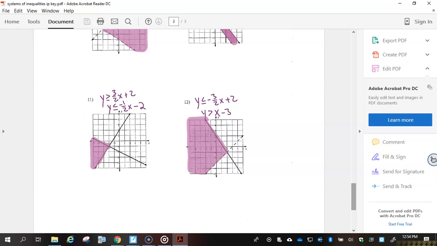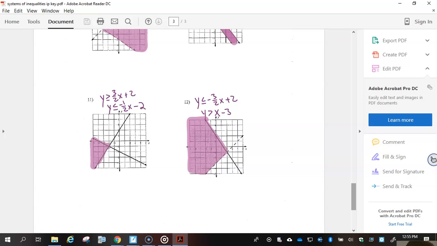For number 11, your two inequalities were y is greater than or equal to 3 over 2x plus 2, and y is less than or equal to negative 1/2 x minus 2. What was the solution for this one? Go ahead, Christina. Where's your paper? I'll answer it next time. Okay. -4, -2. -4, -2 would be right in the middle.